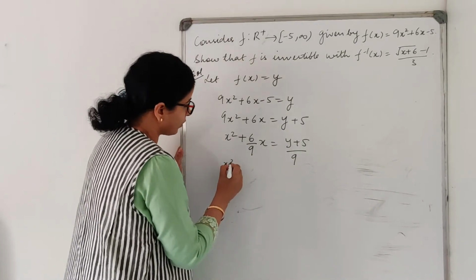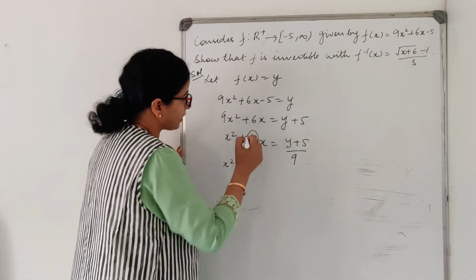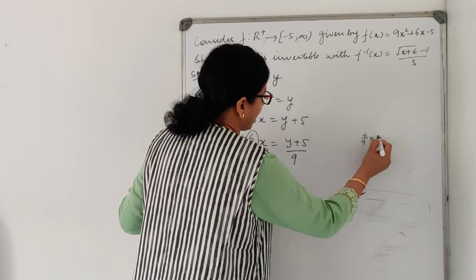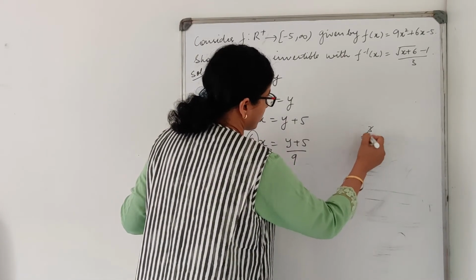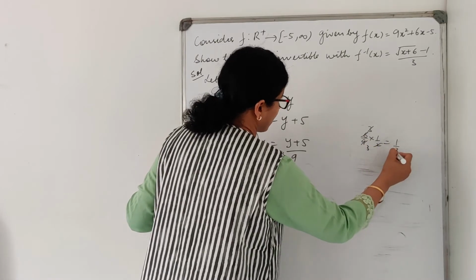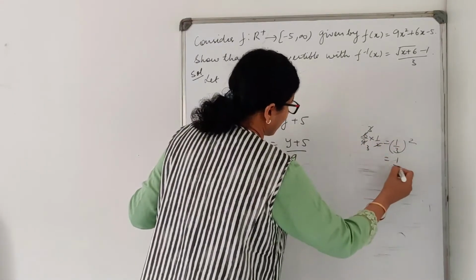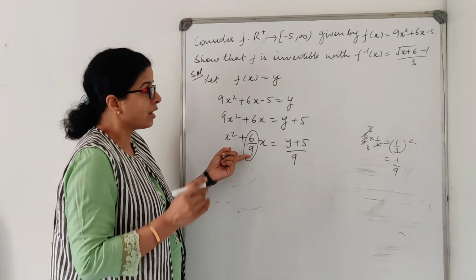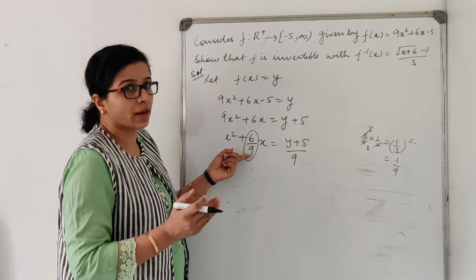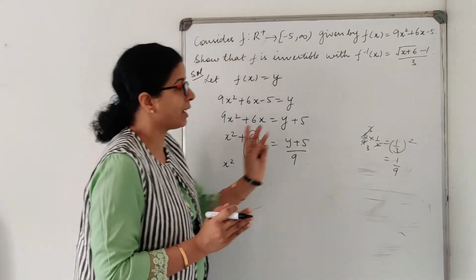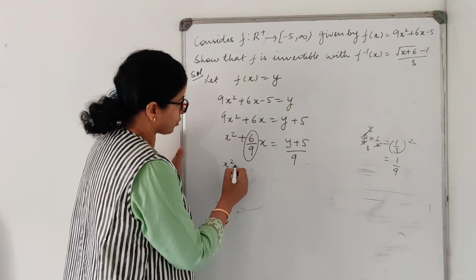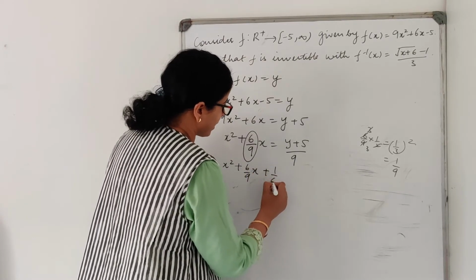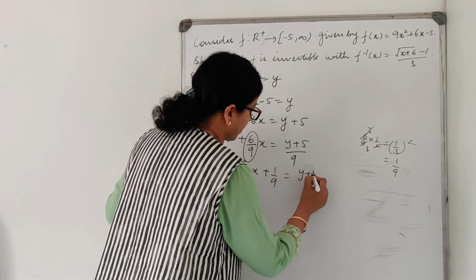Okay. Now how do we do completing the square? Take the coefficient of x, multiply by half. So basically what you are getting is 1 by 3. Square it. What are you getting? 1 by 9. So I have multiplied the coefficient of x with 1 by 2, and whatever I have got, I have squared it. And I am adding that to both the sides. So x square plus 6 by 9 x plus 1 by 9, both the sides I have to add.